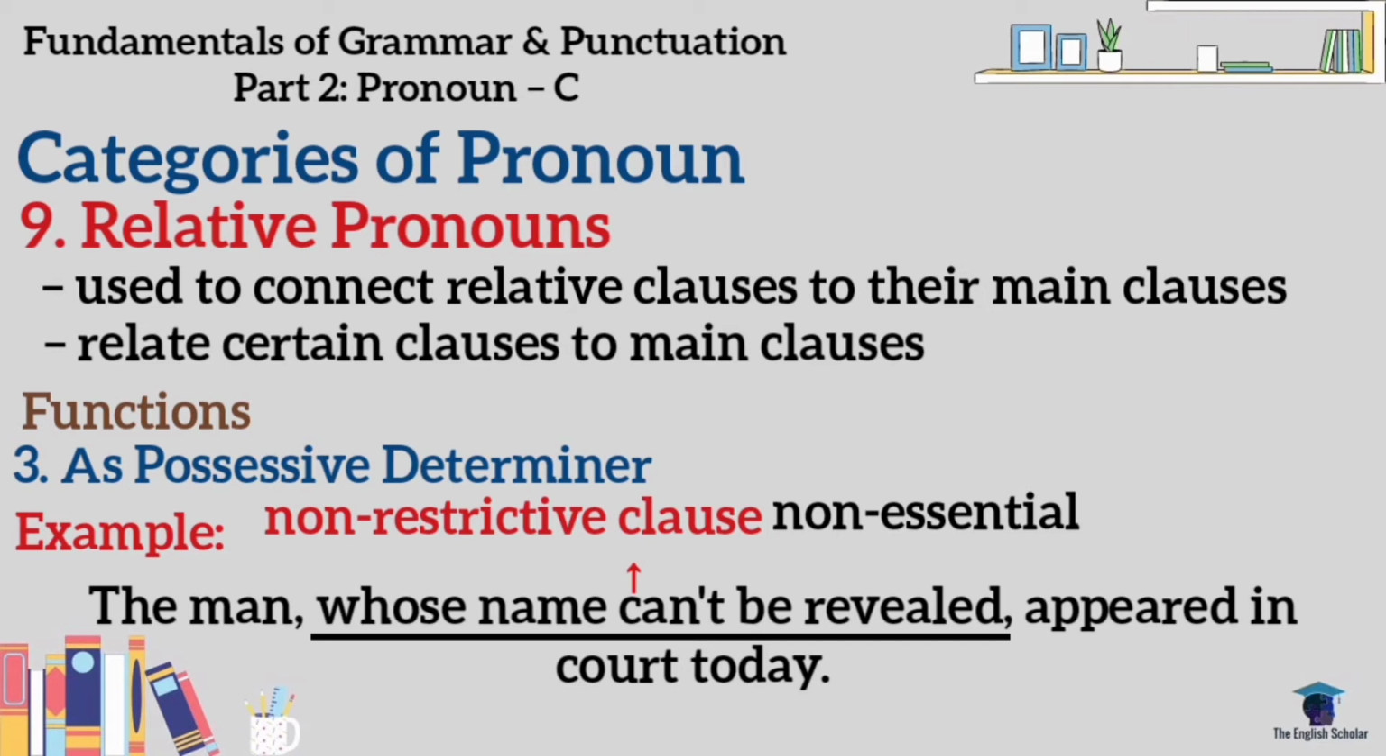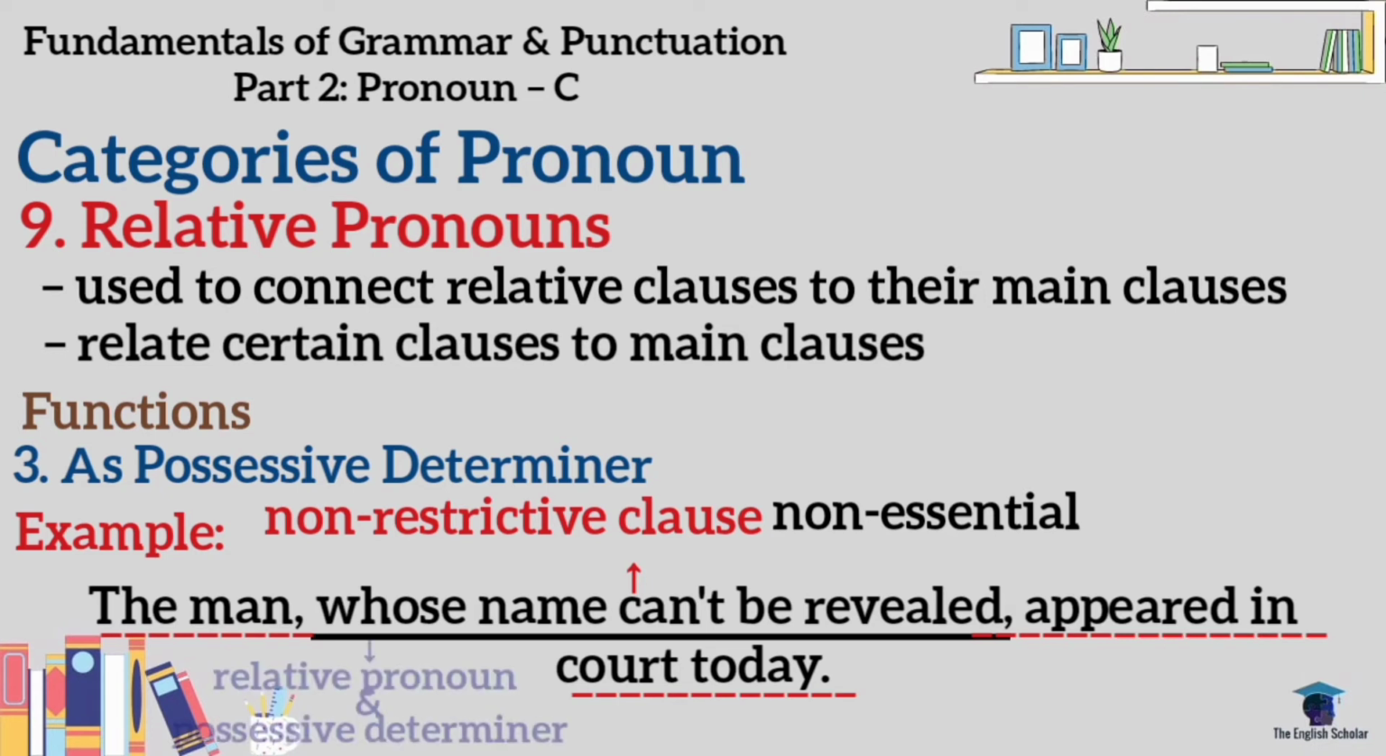So, the phrase, whose name can't be revealed here is our non-restrictive clause. And if we remove this together with the commas, it will still be complete as this. The man appeared in court today. Whoever that man is, the audience sure already has an idea. Let's go back to the original sentence. The man appeared in court today is our main clause, while whose name can't be revealed is our non-restrictive clause.